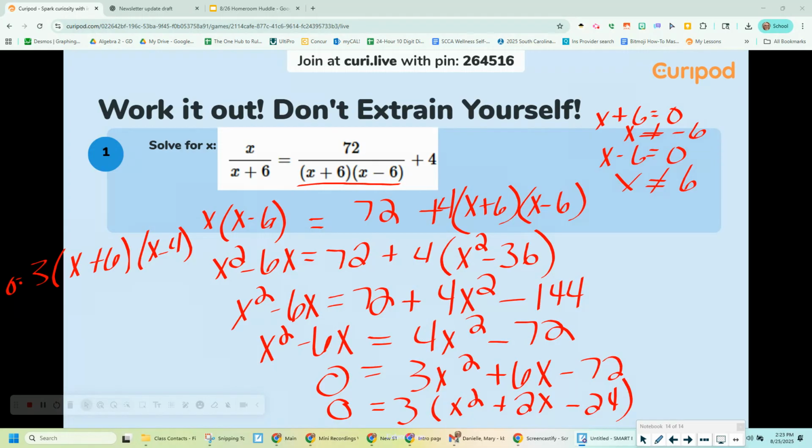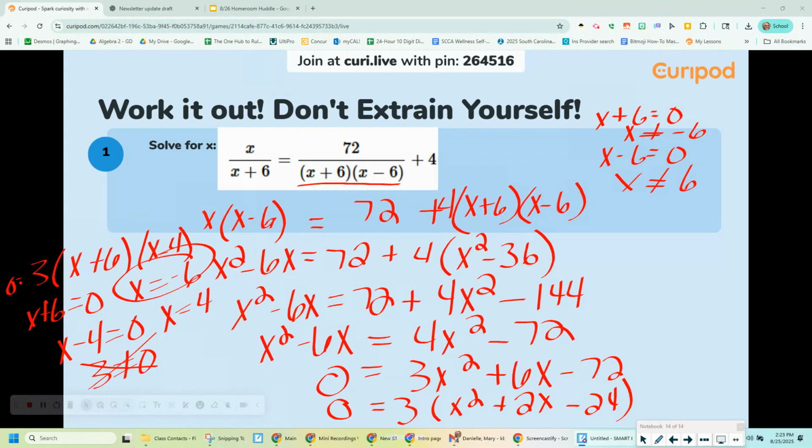Now that we have all of that, we're going to set the x plus 6 equal to 0 and the x minus 4 equal to 0. What am I going to do with the 3? The 3 definitely does not equal 0, so it is not a solution. I get x is equal to negative 6 and x is equal to positive 4. Well, looking at that, we know that x is not able to be equal to negative 6. So I only have one solution here, and that's going to be x equals 4.